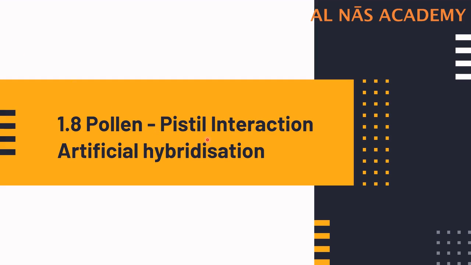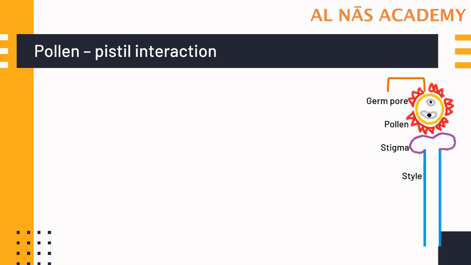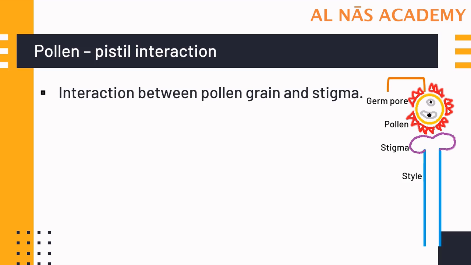Today we are going to discuss pollen-pistil interaction. It begins with pollination and ends with fertilization. We are also going to discuss artificial hybridization. Let us understand what is pollen-pistil interaction. Basically, it is an interaction between the pollen grain and stigma.